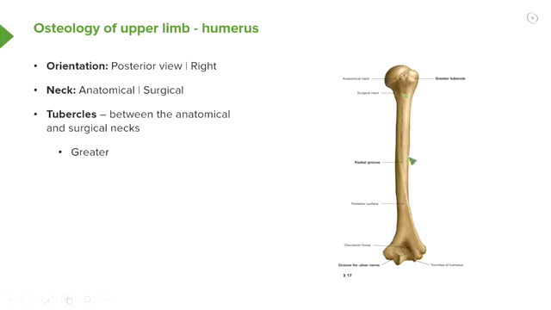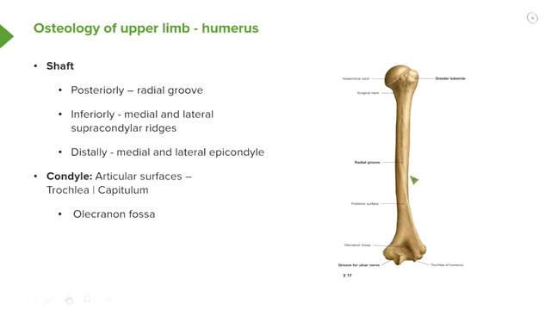An important structure that we can see on this posterior aspect is the radial groove that's passing down this posterior surface. And the radial groove is important. It allows the radial nerve and the profunda brachii artery to run alongside it as they supply the posterior compartment of the arm. So we can see the radial groove here is on the shaft of the humerus, on its posterior aspect.